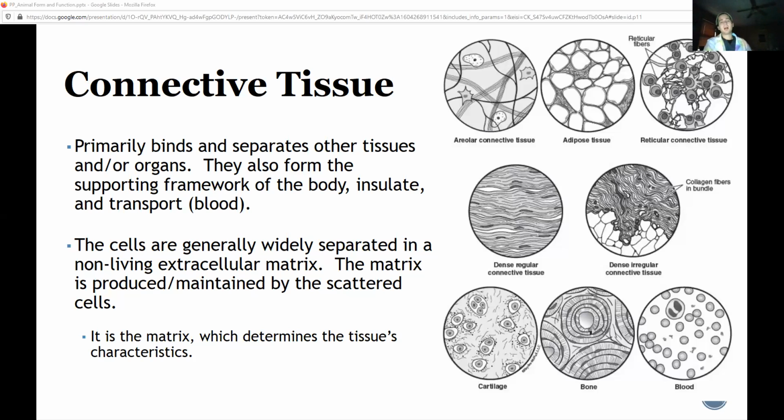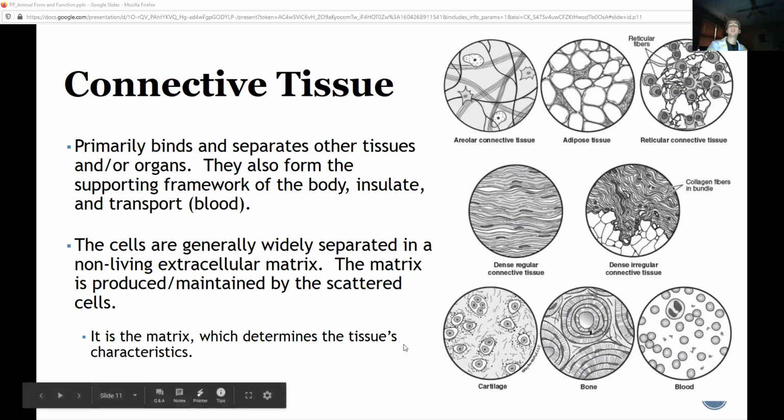So today we're talking about connective tissue, which binds and separates other tissues and organs. They form the supporting framework of the body. They insulate and transport. So the cells are generally widely separated in a non-living extracellular matrix. The matrix is produced and maintained by the scattered cells. It is the matrix which determines the tissue's characteristics.